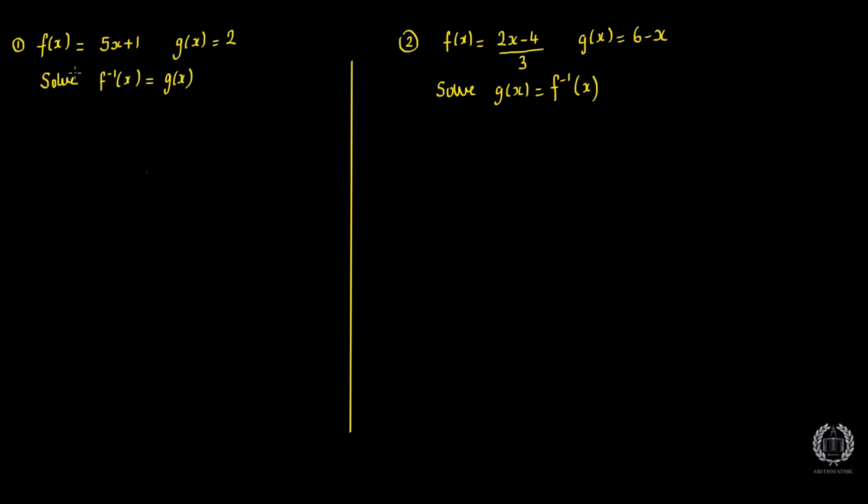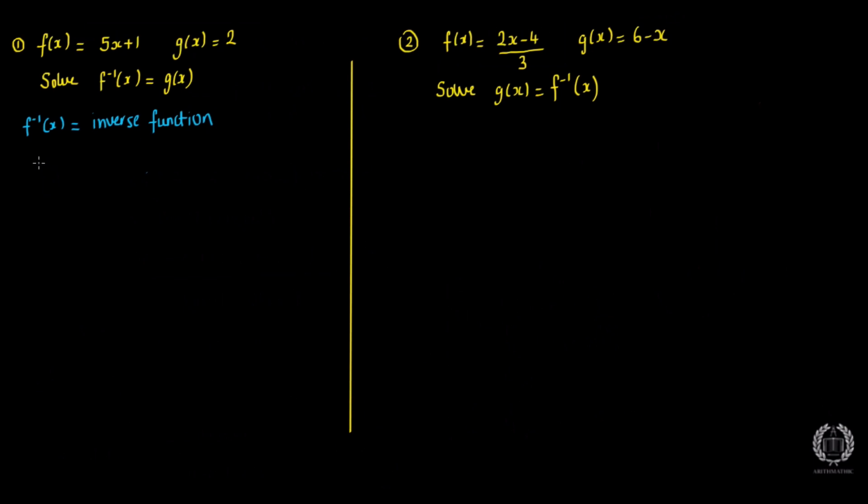The first one we have says f of x equals 5x plus 1 and g of x equals 2. They're asking us to solve f minus 1 of x equals g of x. First and foremost, if you don't know what this notation f minus 1 of x means, it basically means inverse function. When you see that minus 1 near a letter, like g minus 1, or z minus 1, or t minus 1, we should know straight away it's the inverse function they're referring to.